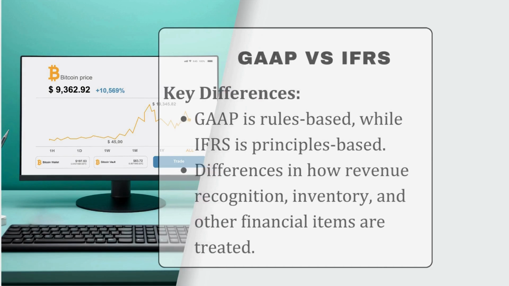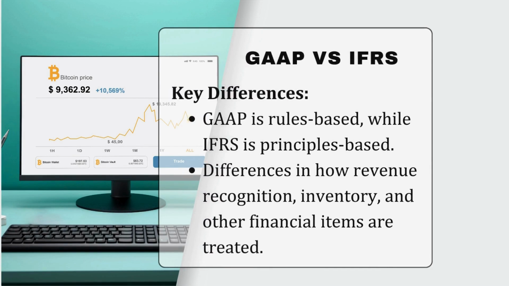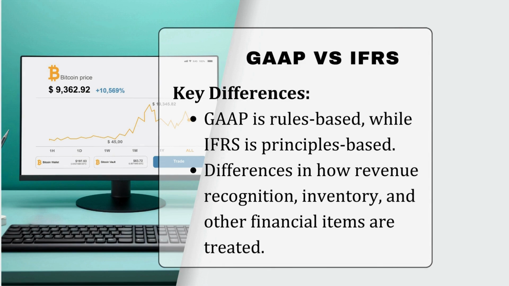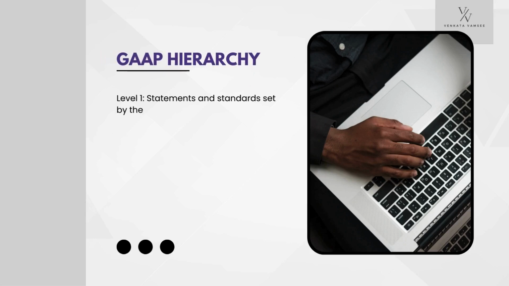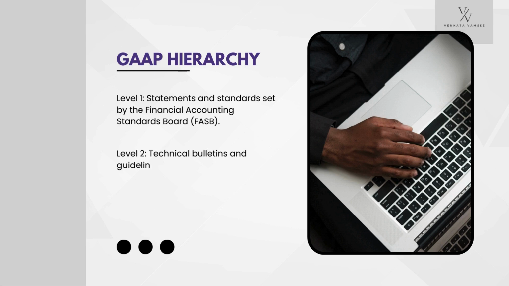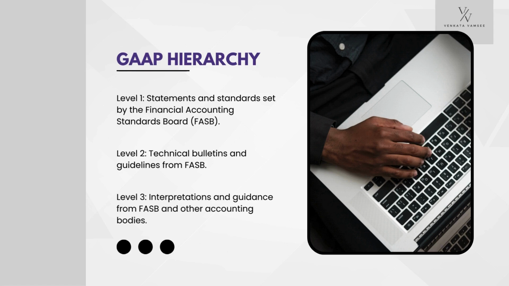GAAP versus IFRS, key differences. GAAP is rules-based, while IFRS is principles-based. There are differences in how revenue recognition, inventory, and other financial items are treated. GAAP hierarchy. Level 1: statements and standards set by the Financial Accounting Standards Board, FASB. Level 2: technical bulletins and guidelines from FASB. Level 3: interpretations and guidance from FASB and other accounting bodies.